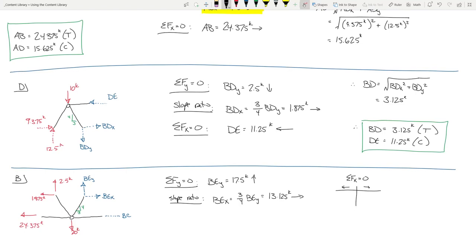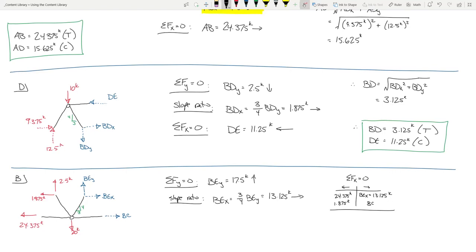So what do we got? We got 24.375. We got 1.875. We've got BEX, which is 13.125. I think I got all of them, right? So if I had to guess, I think BC is probably going to the right based on the numbers. So we can go ahead and draw that one to the right.